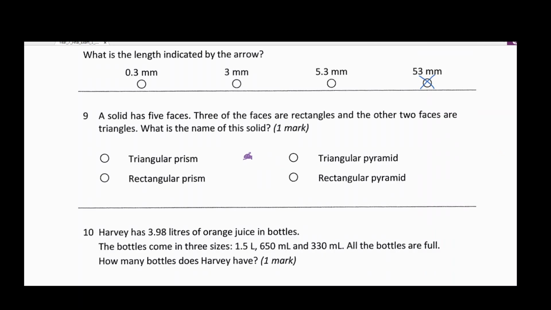A solid has 5 faces. 3 of the faces are rectangles and the 2 other faces are triangles. What is the name of this solid? So a solid has 5 faces, 3 of the faces are rectangles and 2 of the faces are triangles. It's going to be a triangular prism.